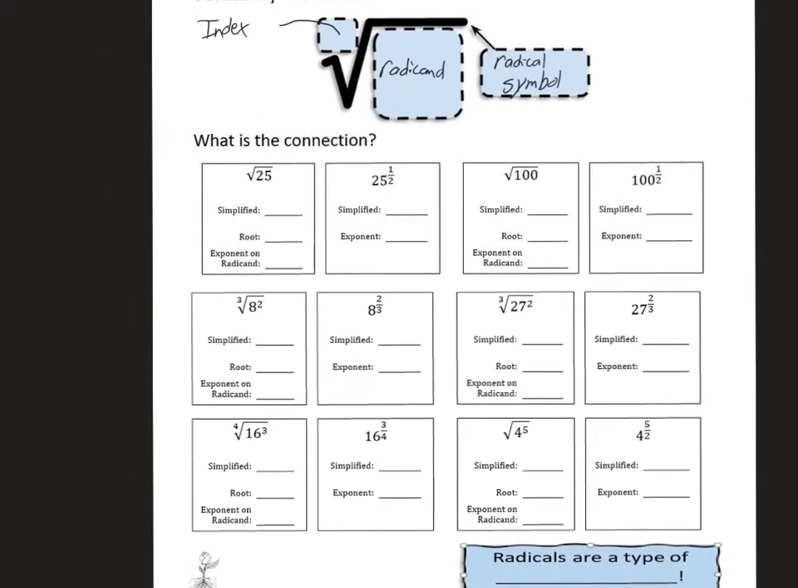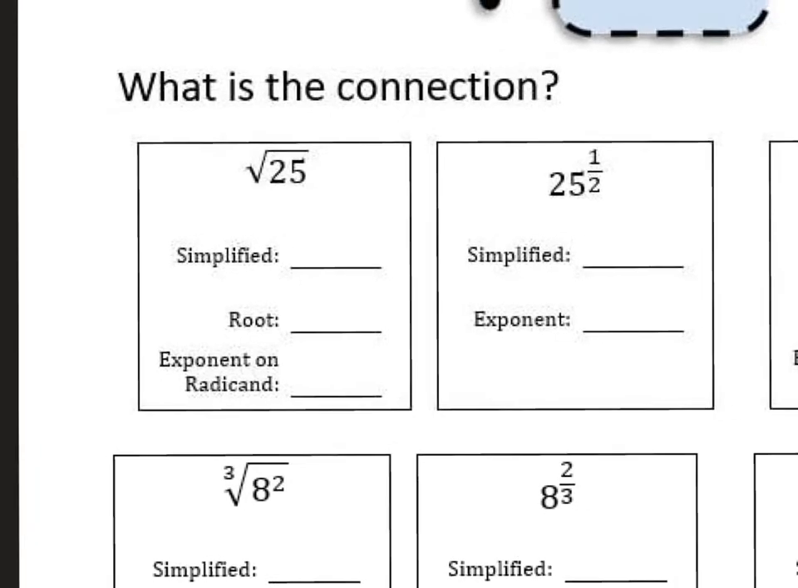Okay, so now that we have all that down, simplifying this, square root of 25. The square root of 25 is 5. What is my index here? There is no index, so that means that it is 2. The exponent on the radicand, is there any exponent? No, so I'm just going to write 1. It's to the first power.